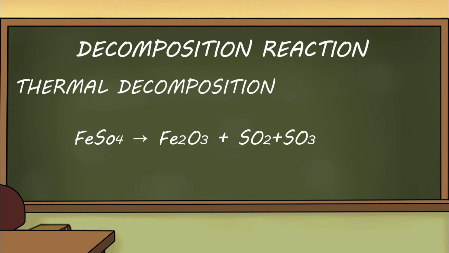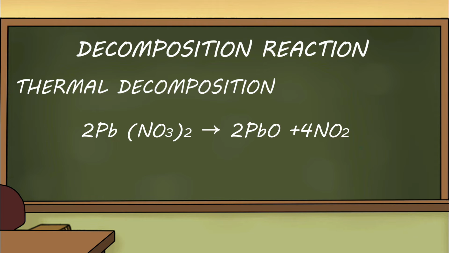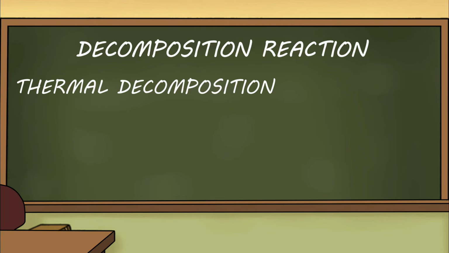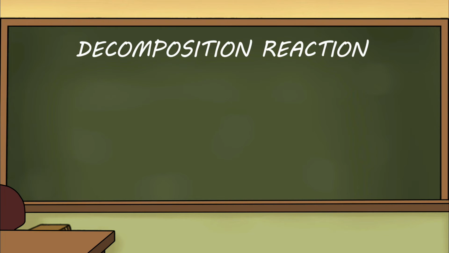For example, here ferrous sulfate on heating gives ferrous oxide which is rust, and there is also formation of sulfur dioxide and sulfur trioxide. So there is odor of burning of sulfur. Next example. Here lead nitrate on heating gives lead oxide and nitrogen dioxide. In this reaction there is evolution of brown fumes called nitrogen dioxide. And next interesting example, this reaction helps in manufacturing of calcium oxide, which is quicklime.